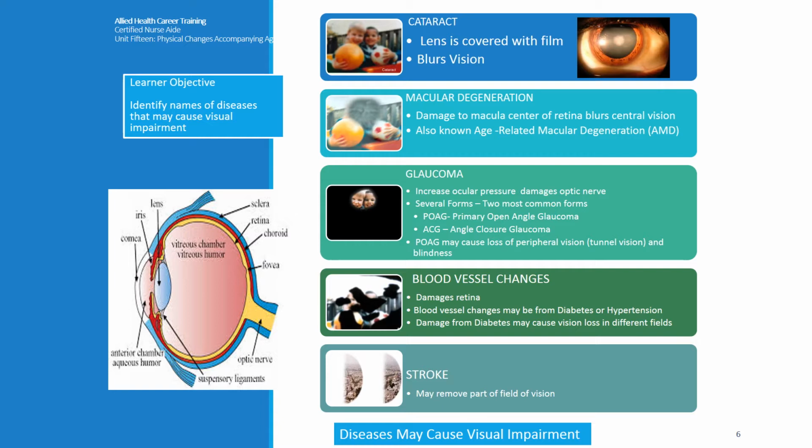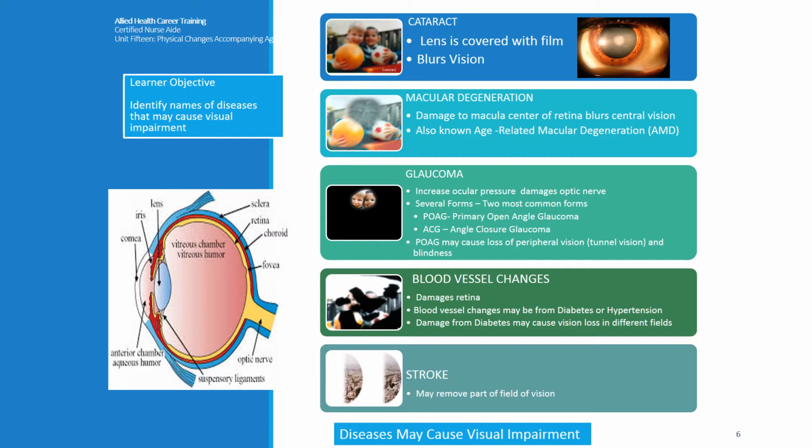Macular degeneration will blur that central vision. It can also be known as age-related macular degeneration. Unfortunately, for this one, there is no cure. You cannot remove anything to help with getting that macula restored. People can get eye injections to help slow the progress of the disease, but macular degeneration you cannot cure.